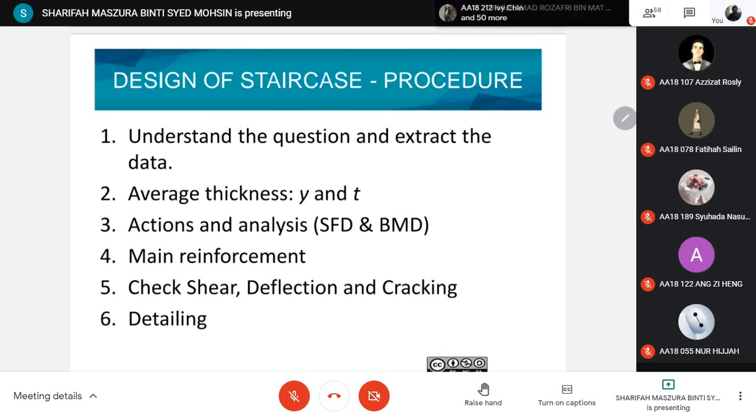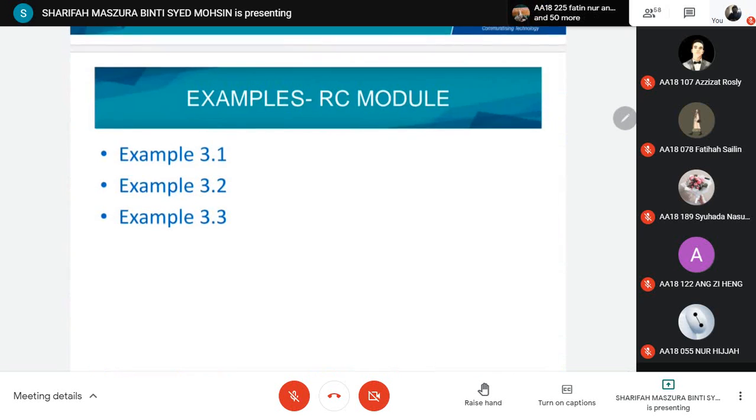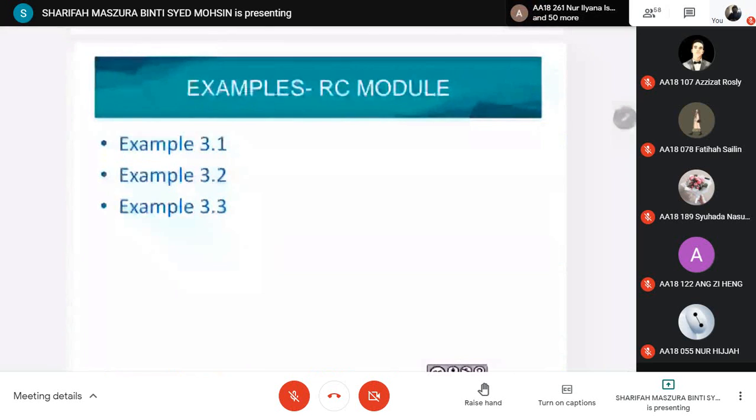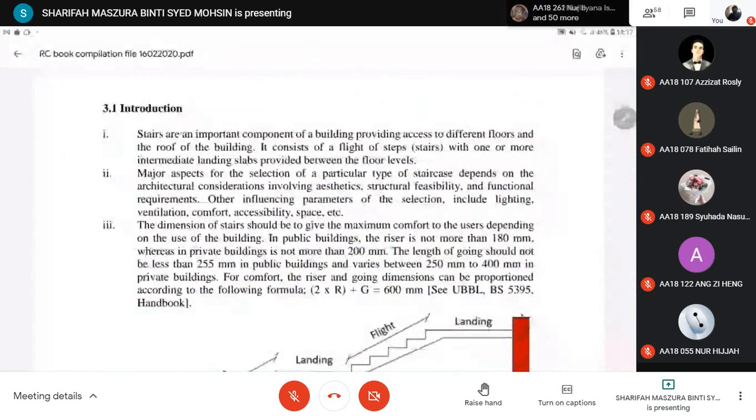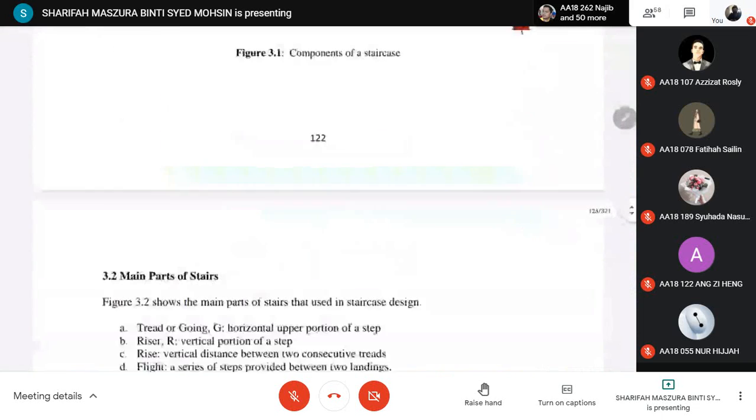And last is to sketch the arrangements of reinforcement. The procedure is more or less similar to slab design. In fact, even for the determination of the concrete nominal cover, we refer to the table for slab design. So let's go through the example that we have in the module textbook.